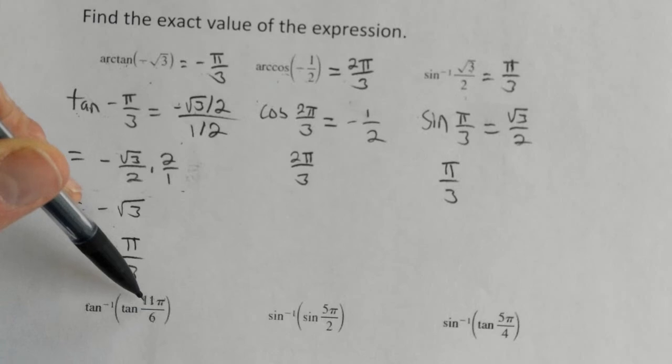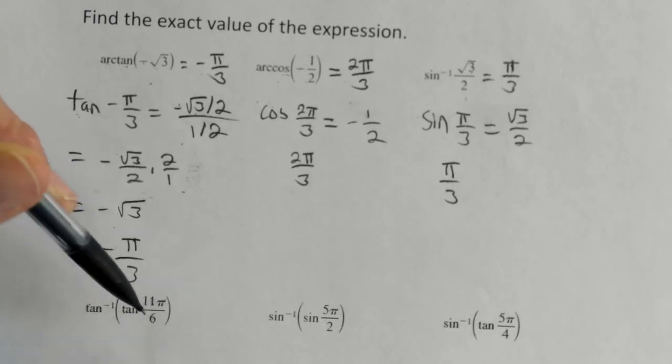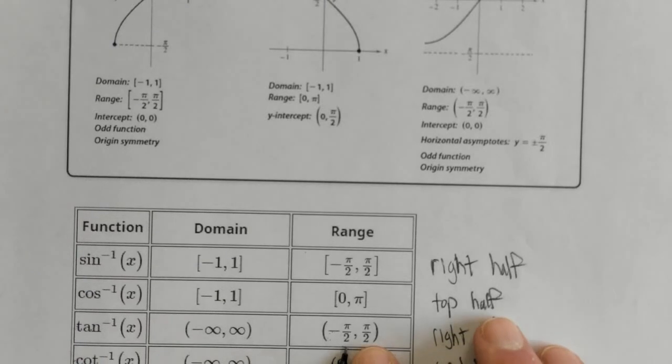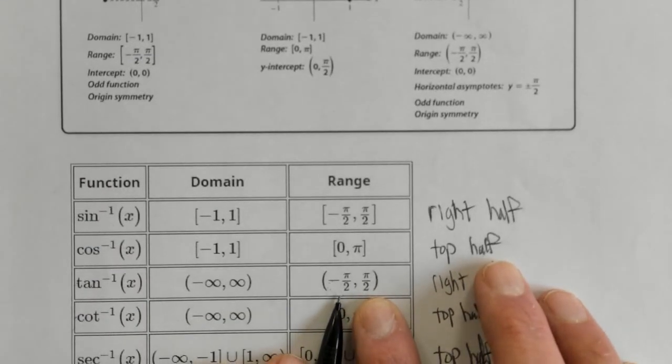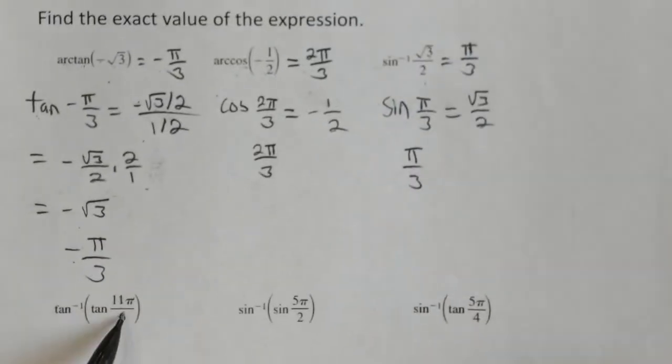So I need to see what angle 11 pi over 6 matches up with an angle that's within this range for the inverse tangent value, right? So I need to kind of subtract, well, I don't even need to subtract 2 pi off of this. Here's what I need to do.